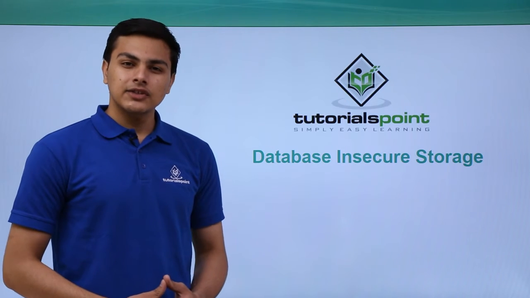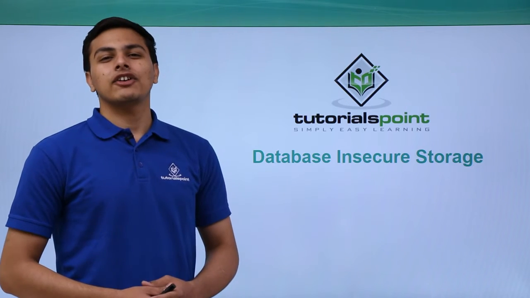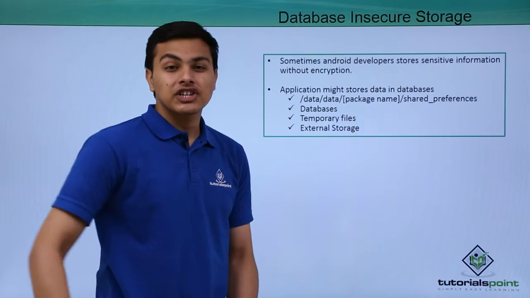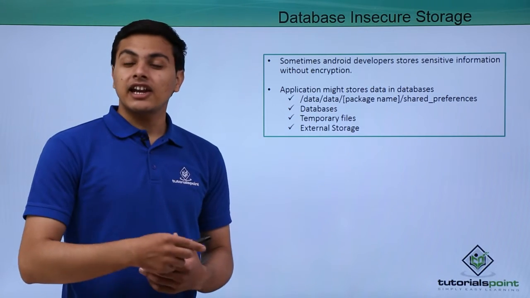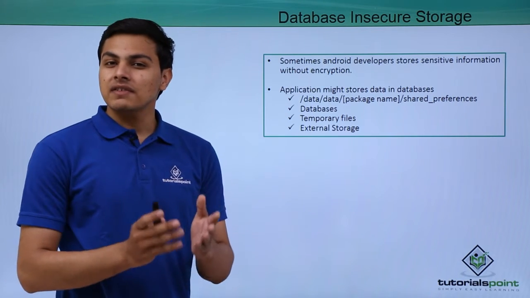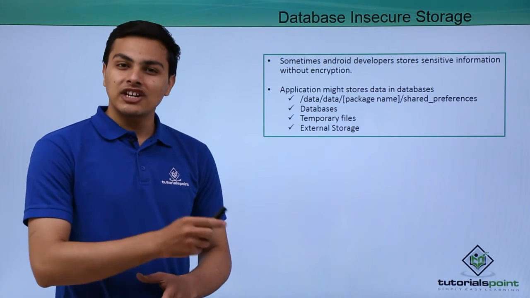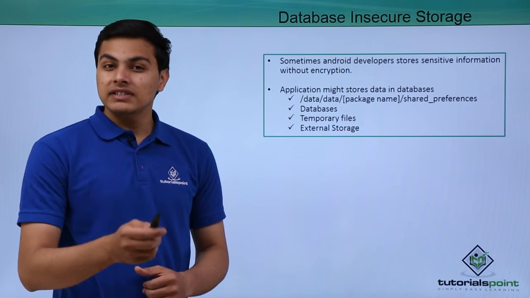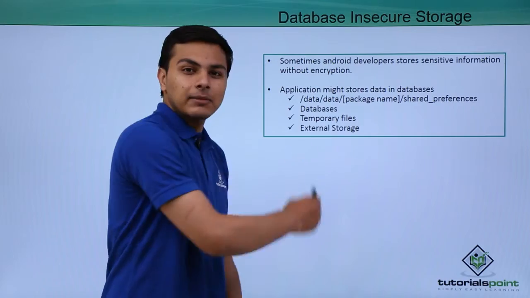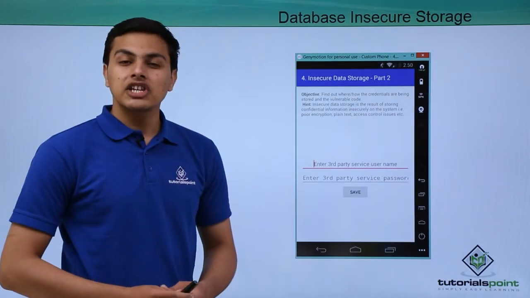Hi everyone, in this video we'll talk about another kind of security issue, that is database insecure storage. This issue is actually an advanced part of the previous issue, where we saw that our application was storing user sensitive data in shared preferences, but here we will see that our application might store our data in databases. Now let's have a look at the issue in Diva.